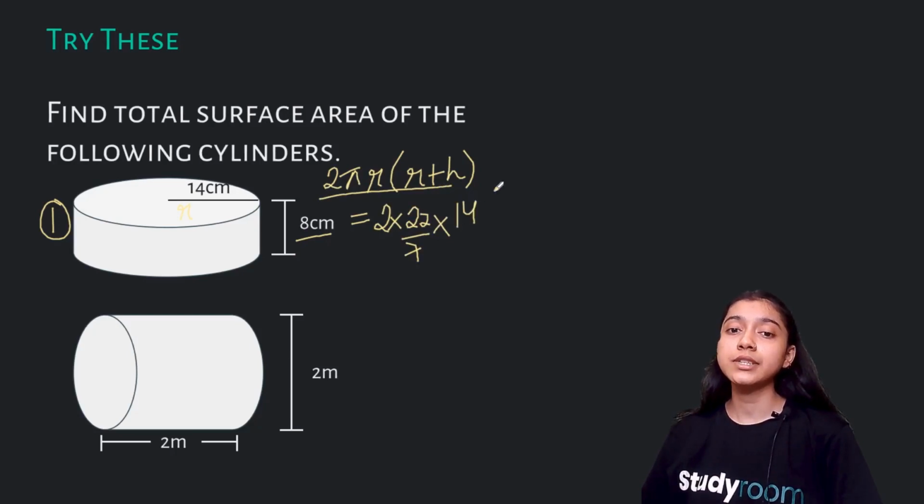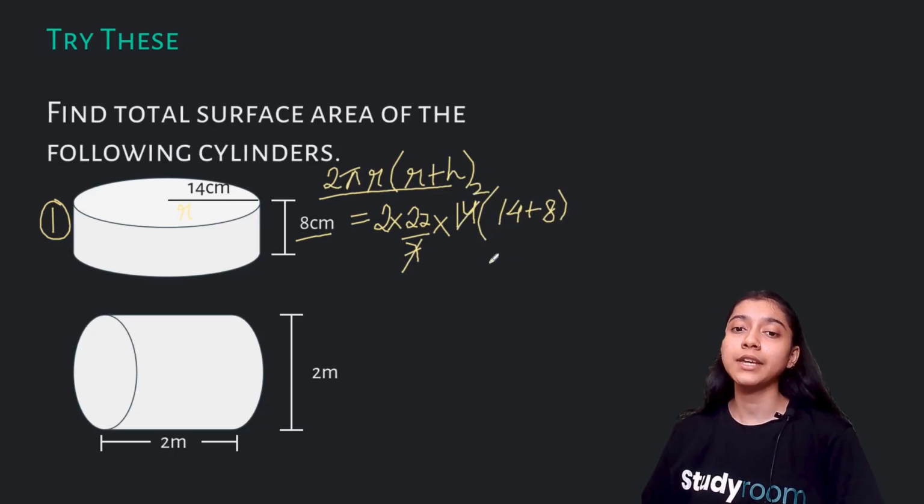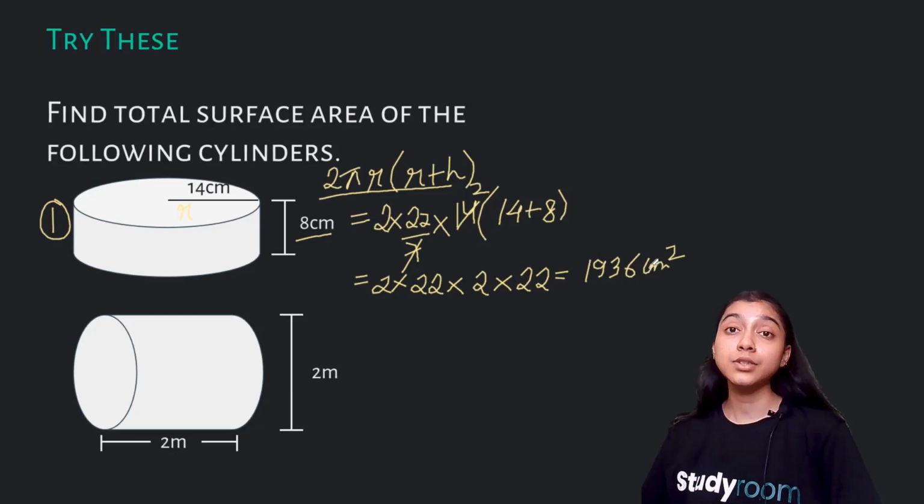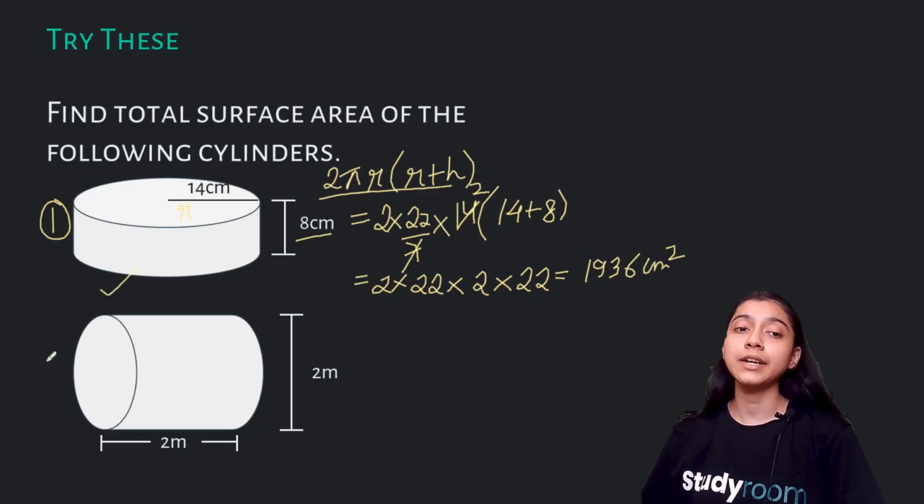Radius given is 14 centimeters. Again, we have r plus h. r is 14 and h is 8 centimeters. So the 7 gets cancelled out with 14, leaving behind 2. So we ultimately have 2 multiplied with 22 multiplied with 2 multiplied with 14 plus 8, which gives us 22. When we multiply all of them, we get 1936 centimeters square as the total surface area of this given cylinder 1.